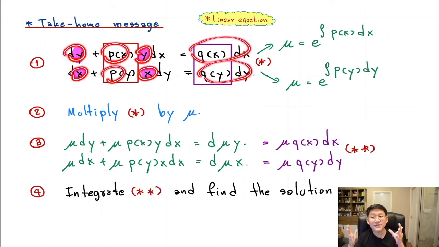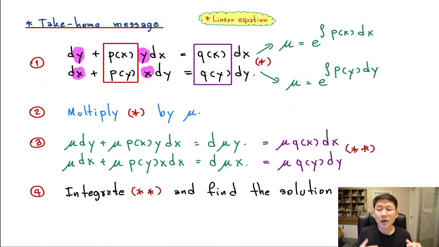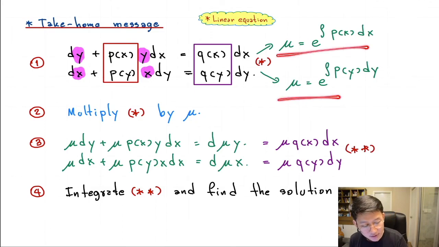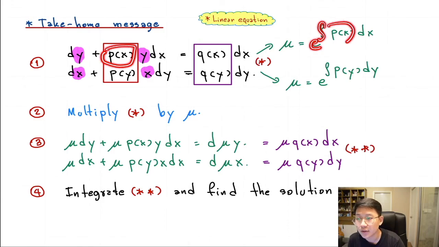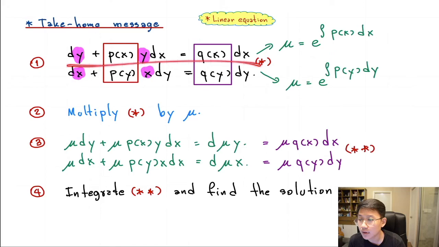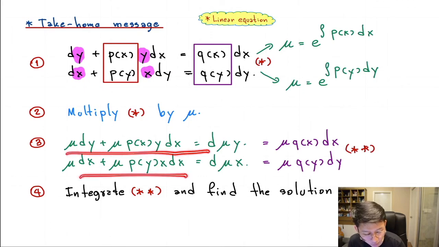If you can identify that it is a linear equation, the way to solve it is that first you get the integrating factor. For this case it is e to the integral of the thing in front of y, dx. For this case it is the integral of the thing in front of x, dy. And then you multiply this to the equation, and after that, don't forget, guys, that this is actually d mu y and d mu x.